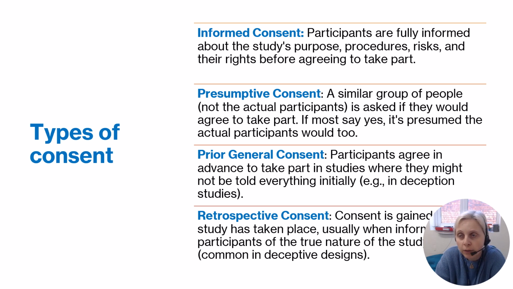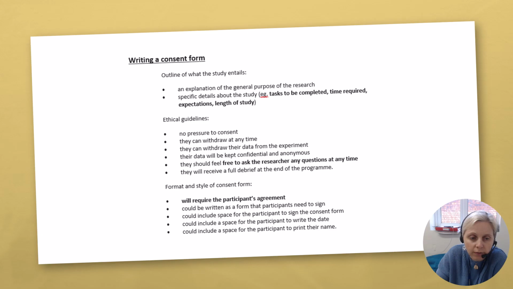And that links into retrospective consent. That means asking participants after you've carried out the research whether they're happy for you to use the data, whether they want to withdraw it retrospectively, and maybe explain that you had obtained presumptive consent, so you thought it would be all right. This is when deception is necessary to not bias results. Prior general consent is when you ask participants to agree to take part in studies where they might not be told everything initially. For example, in Zimbardo's study, they knew they were going to be prisoners, they knew about the prison, but they might not have known that they were going to be picked up by a police car, for example. So that would be prior general consent.